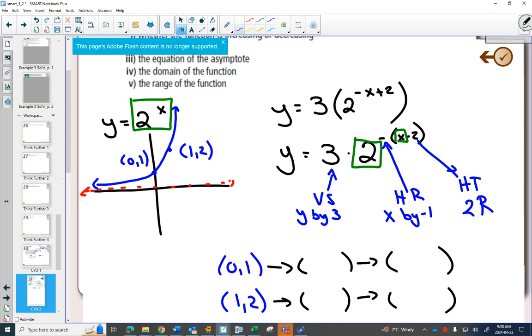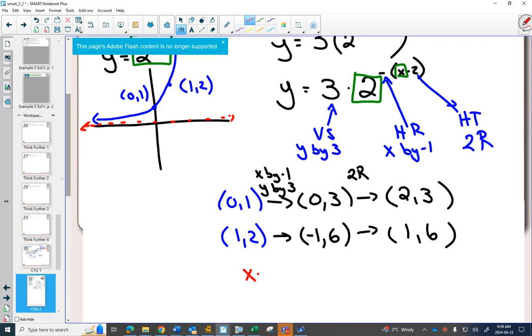So what kind of stretches and compressions do we have? We have to multiply our x values by -1 and our y values by 3. The only translation we have is 2 to the right. So what happens? I'm going to get 0, 3 and -1, 6. Moving 2 to the right, this is now 2, 3, and this one is now 1, 6.